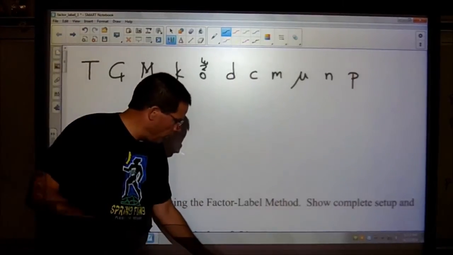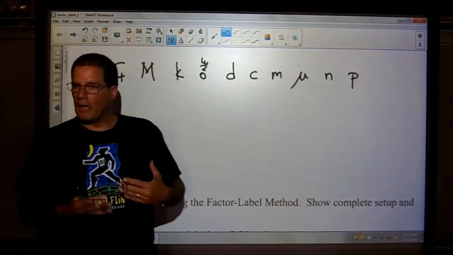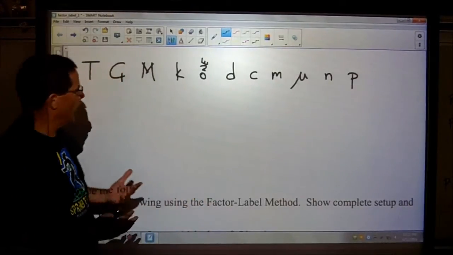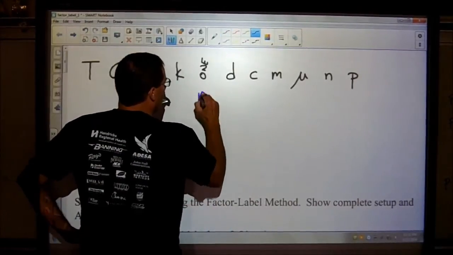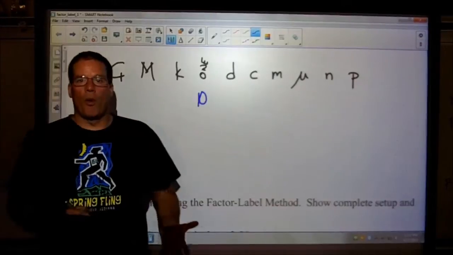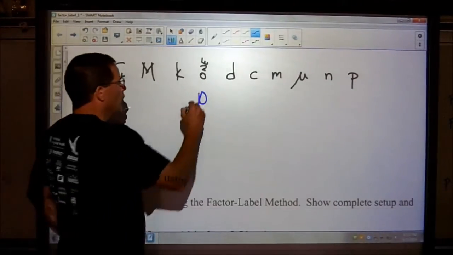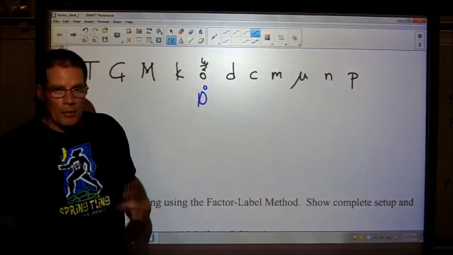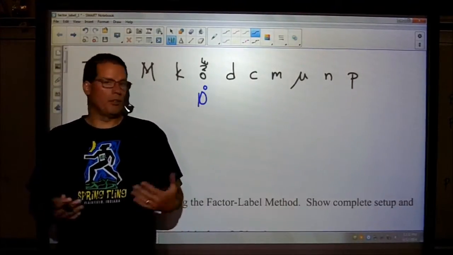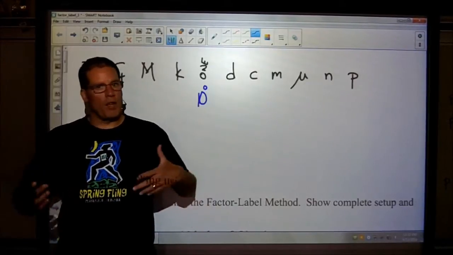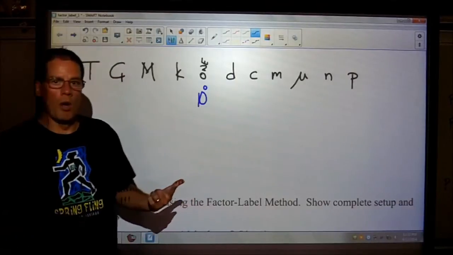The way this works is that the metric prefixes are all base 10. So we want to make sure that we're looking at values of 10. And anything to the 0 power is equal to what? Very good, 1. So 10 to the 0 power is equal to 1. 1 to the 0 power is still equal to 1. 5,372 to the 0 power, still equal to 1.